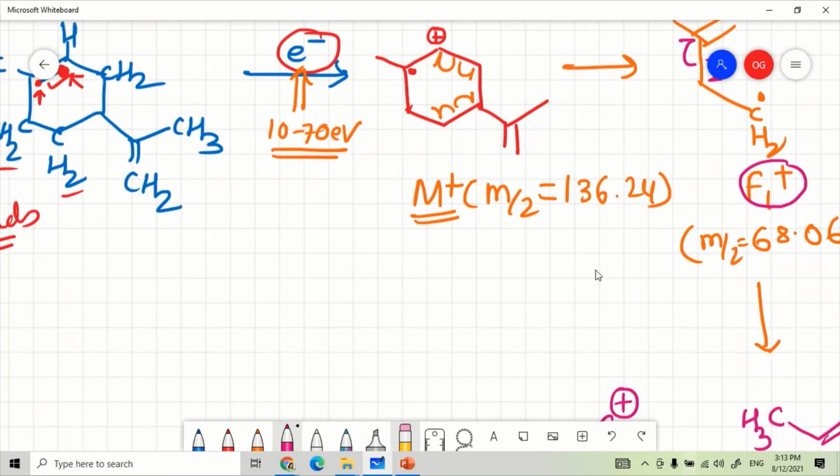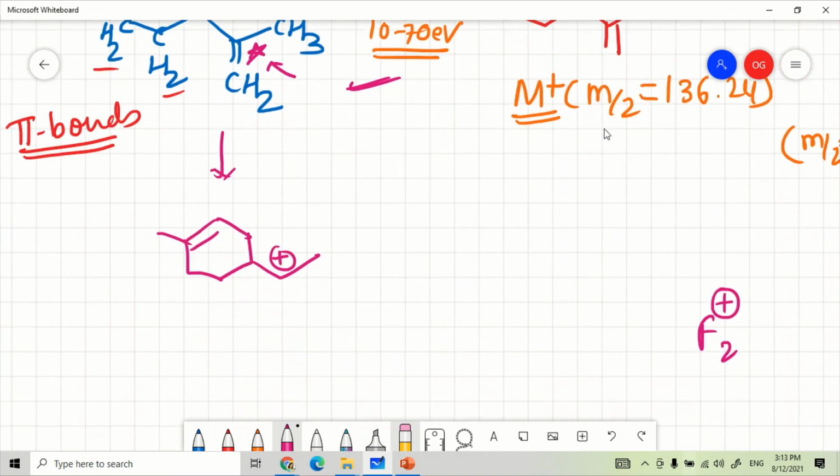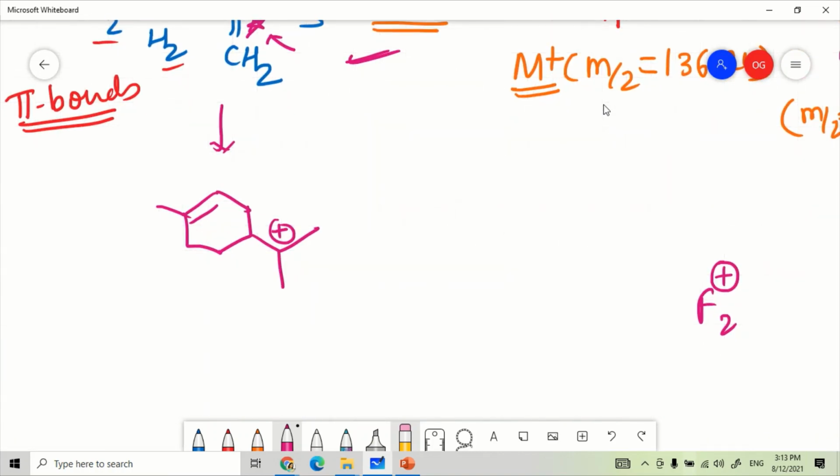Now it may happen that instead of this pi bond, at the first step the electron is removed from this pi bond. That also may happen. In that case, the molecular ion will look like this, and maybe the fragmentation will happen over here. So the further fragment ion which is formed is like this.